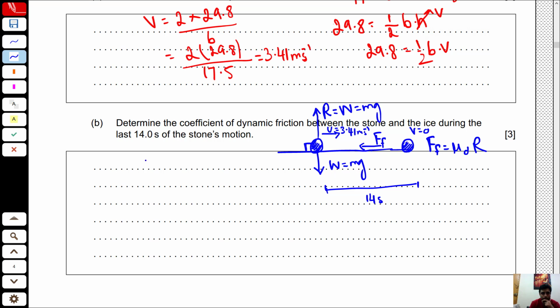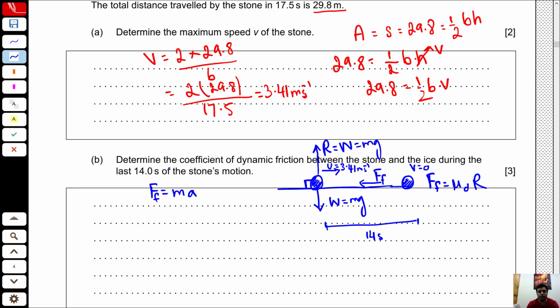Alright, so an equation that we know is Newton's second law, force equals ma. There's a mass and there is deceleration in our case. So if we can find the deceleration from the graph, that deceleration is actually due to the frictional force. Okay, so let's see how to find the deceleration from the graph.